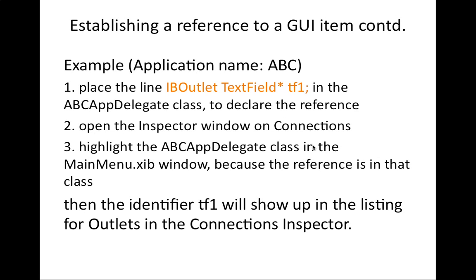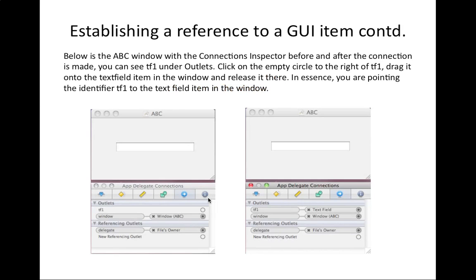You can highlight the App Delegate class in the main XIB window, because the reference is then added to the class. In the old days, we actually did it in the opposite order. You put the code in, and then you dragged it over to the GUI. Now we take it from the GUI and drag it over to the class, which is different. So the identifier TF1 will show up in a list of outlets for the connection inspector if you're doing it the old-fashioned way. Here's actually what it used to look like.